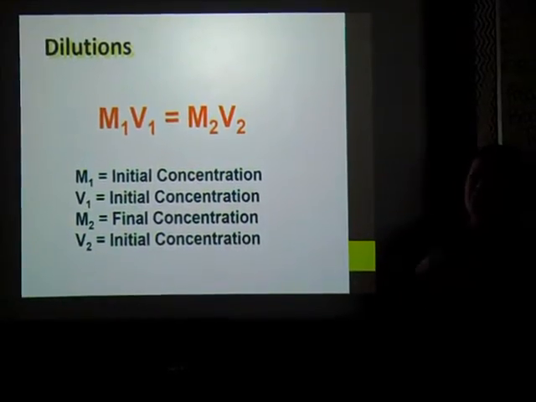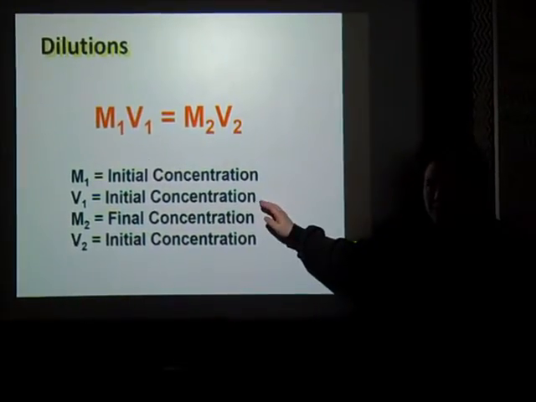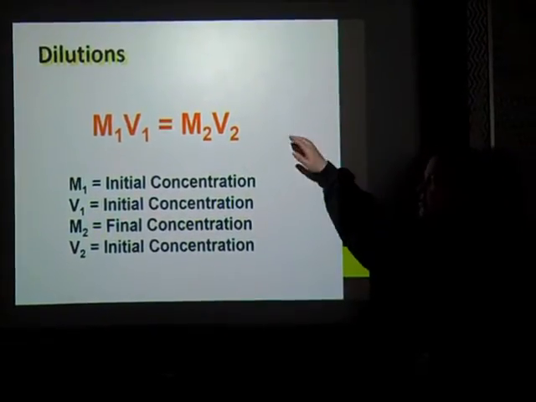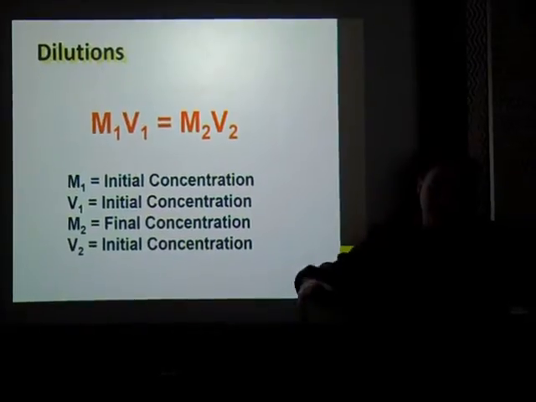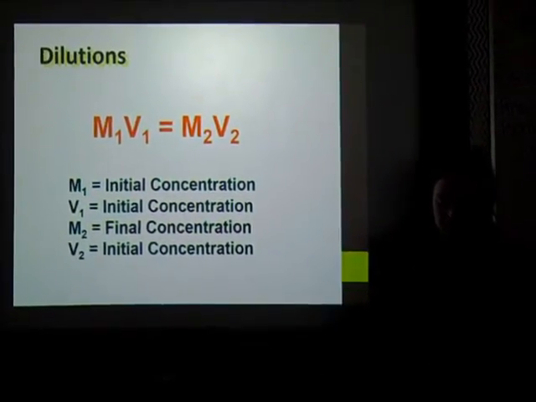So initially, the molarity of your solution and the initial volume of your solution, and your volume has to be in liters for both of these. And then your secondary ones are your final states: the molarity after you've done the dilution, or the volume that you desire after you do the dilution.